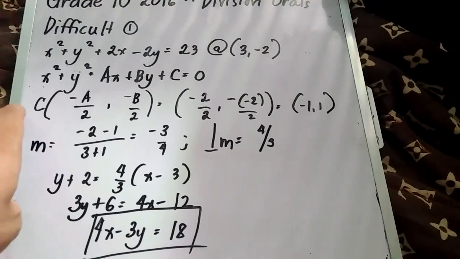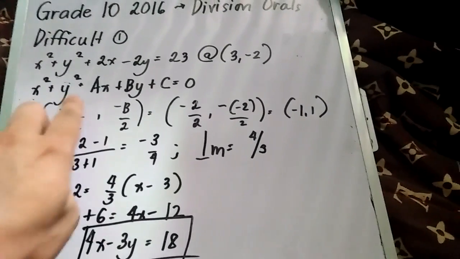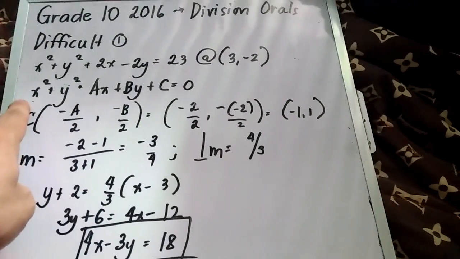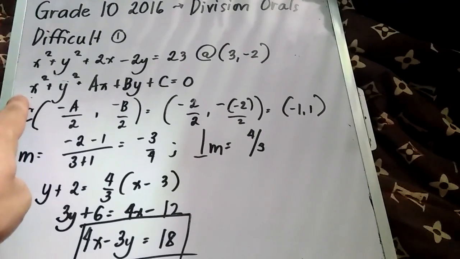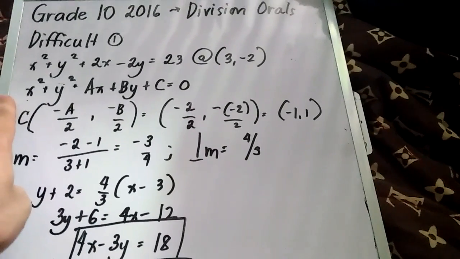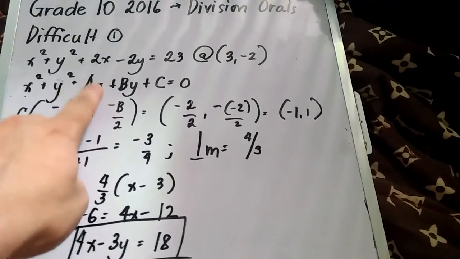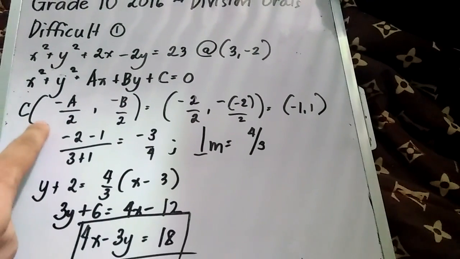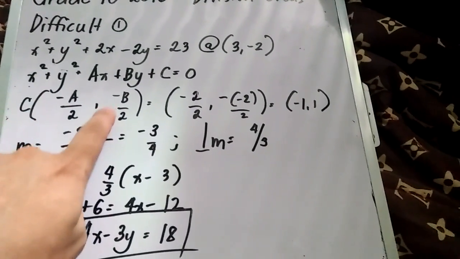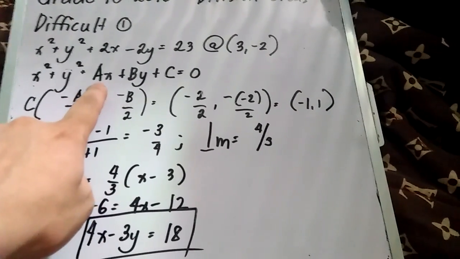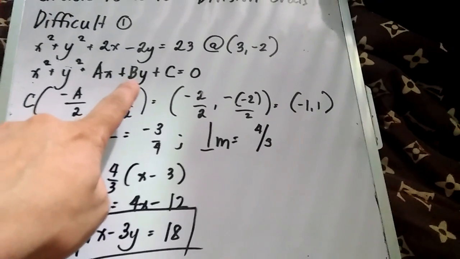So how do we get the center of the circle? You don't need to complete the square of the equation of the circle if it is given in this kind of form, the general form. So we have a shortcut for this one. If the circle given is x squared plus y squared plus ax plus by plus c equals 0, the center is equal to (-a/2, -b/2). The a stands for the coefficient of x and b stands for the coefficient of y.